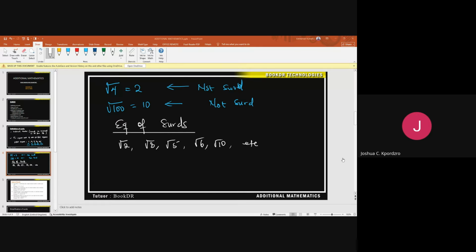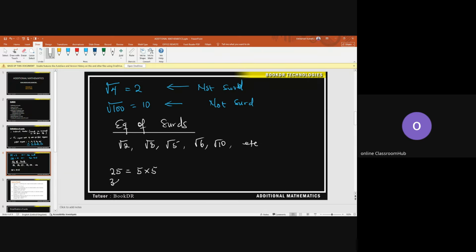Sir, please, I do not understand the meaning of perfect squares. Okay, a perfect square, let's take that again. A perfect square is any number that can be expressed as a product of a number and itself. So for example, 25 can be expressed as what? A number multiplying itself. So 25 is a perfect square.